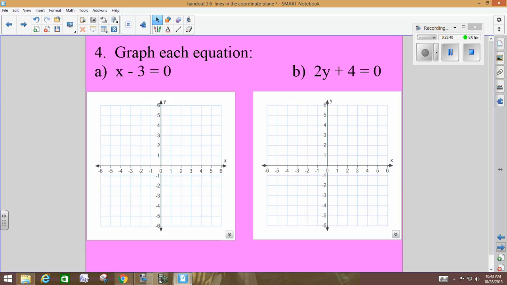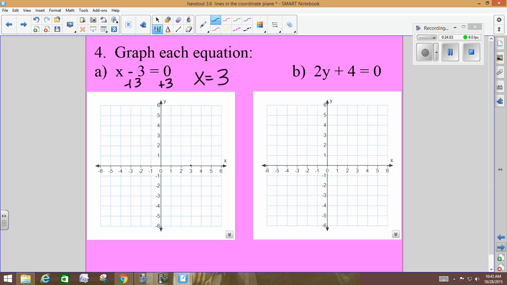Graph each equation. Okay, the last one's here. Part A, my equation is x minus 3 equals 0. What do you think we should do to graph this? Good, get x by itself. So we're going to add 3 to the other side. And our equation is x equals 3.